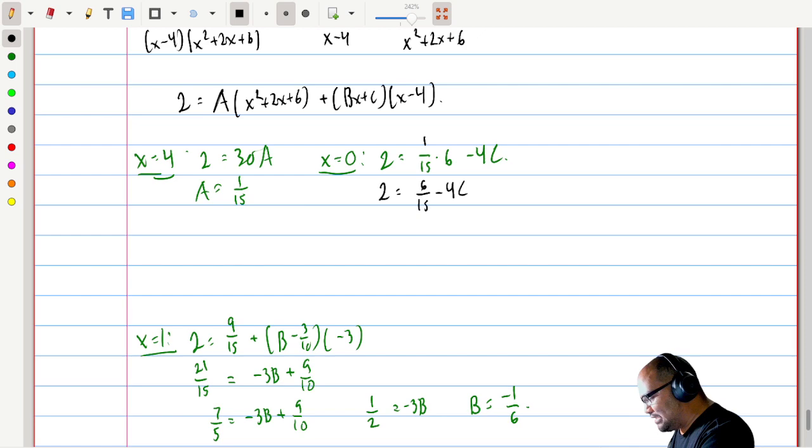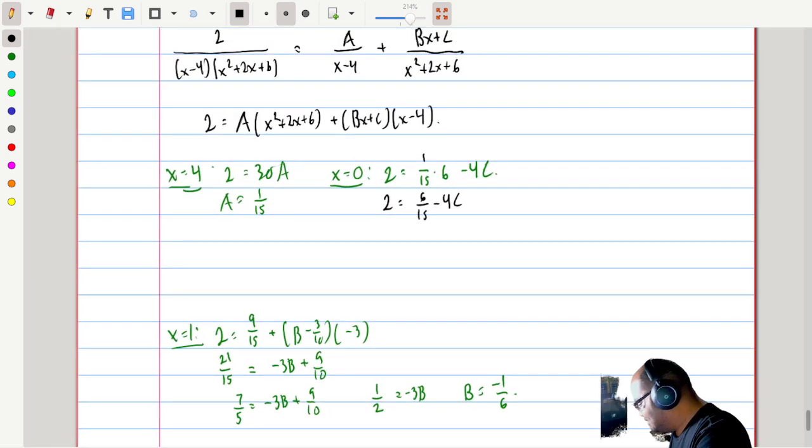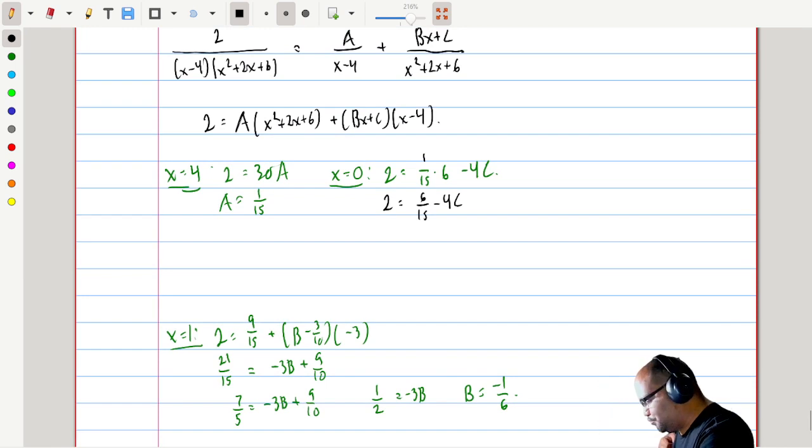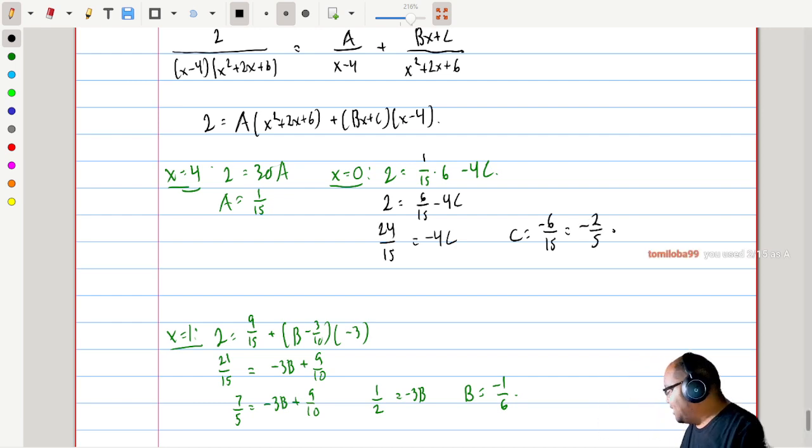So 30 minus 24. So minus 6 over 15, which is divided by 3, minus 2 over 5. There we go. Okay, now I'm getting the decomposition now. Yes, thank you very much.